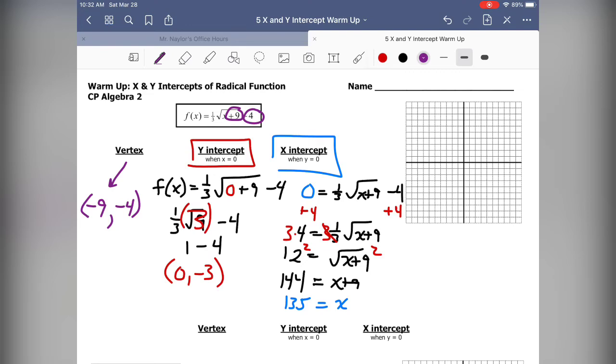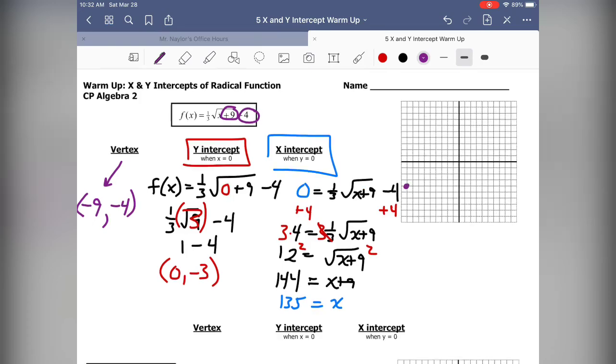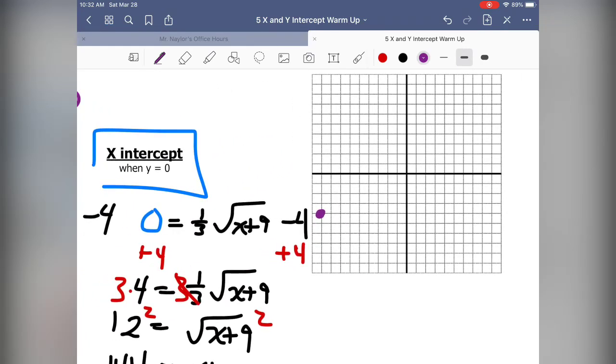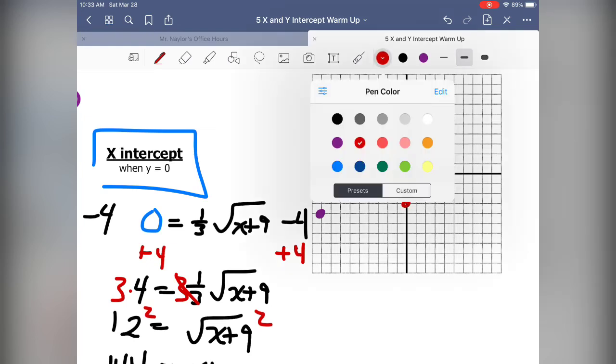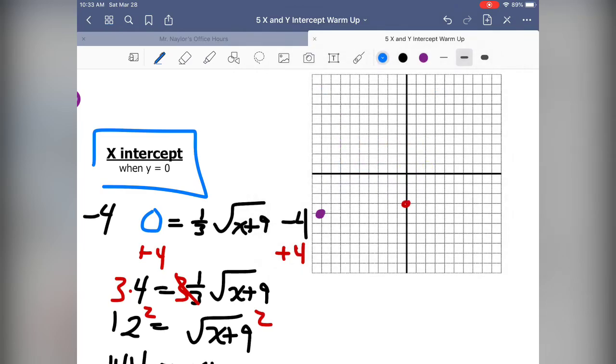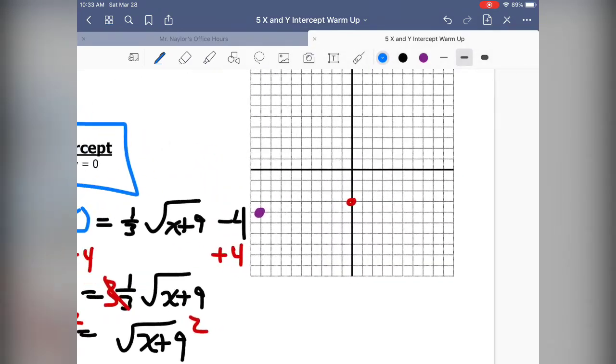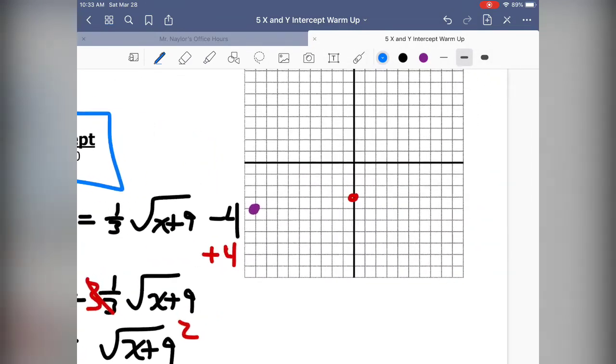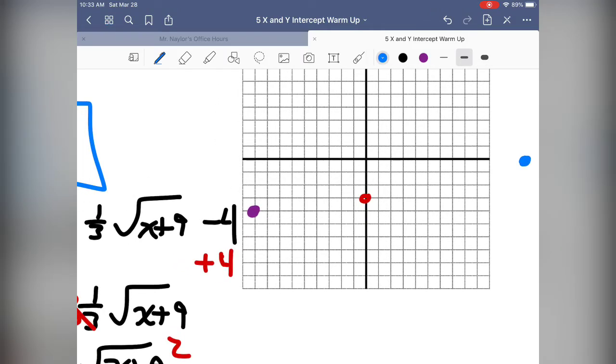Now, -9, -4, still, as we said, is the most important point. So let's graph that carefully, knowing that that's where this graph is going to start. We do have this y-intercept now of 0, -3. So again, we can graph that carefully. And then we have this x-intercept, which is kind of strange. It's way out here at 135. There's no way that I can actually graph that on the space that you're given, but you can imagine that somewhere way out here is going to be this x-intercept.